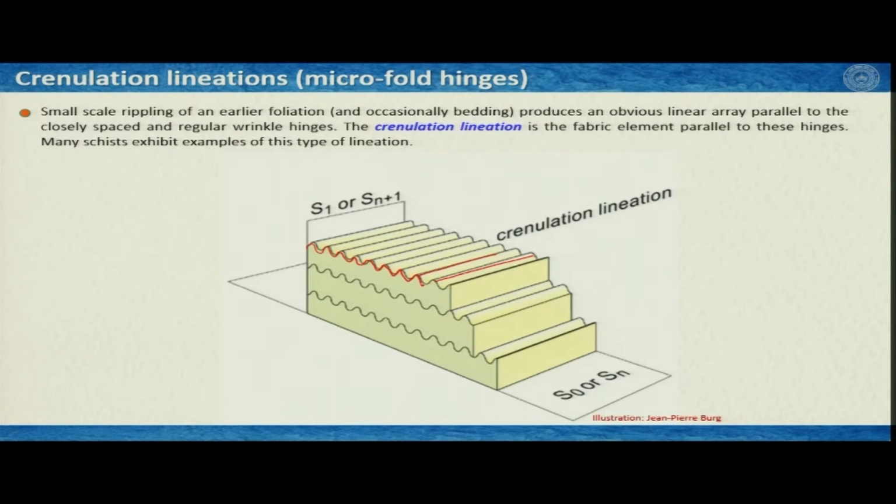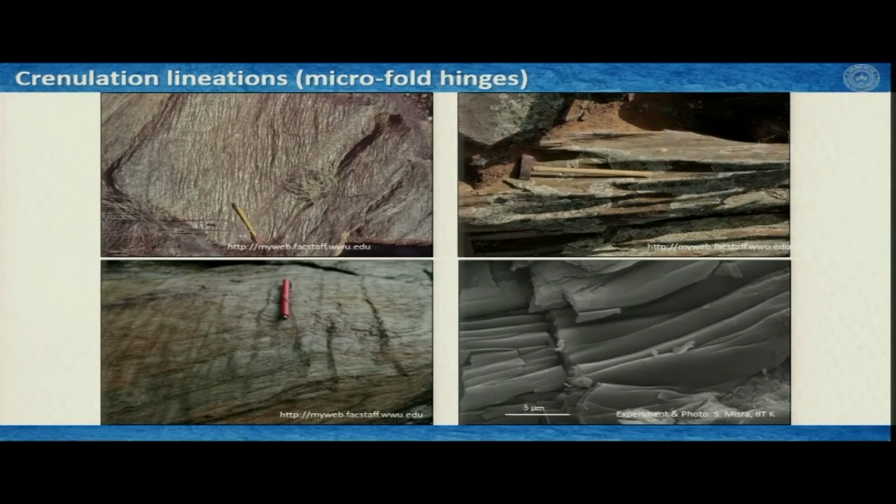As you can see here, these are the folds, microfolds, and their hinge lines are defining a linear feature, and these are known as crenulation lineation. So, here are some photographs, field photographs and some photographs from scanning electron microscope. What we see here, you see these wrinkles here, and these are your crenulation lineation. You can see this also in a different way here in this image. Again, these are your crenulation lineation.